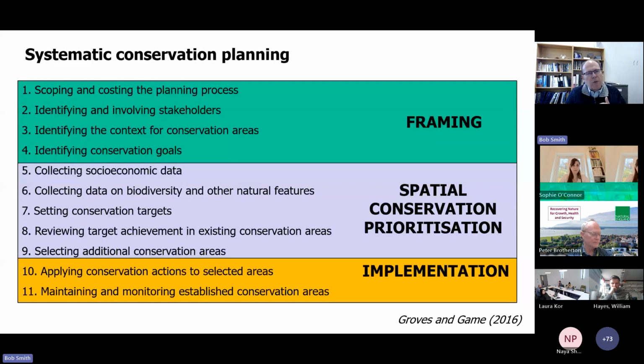So this broad approach of systematic conservation planning, there's a set of steps that are widely recognised that can be grouped into framing, spatial conservation prioritisation, and implementation. So framing is bringing everyone together and working out what we're trying to achieve, coming up with broad objectives and then starting to turn them into more specific elements. And then the spatial conservation prioritisation approach, which is the one that a lot of research is done on, is the methods for identifying where are the best places for meeting those goals. And then implementation is the final stages.